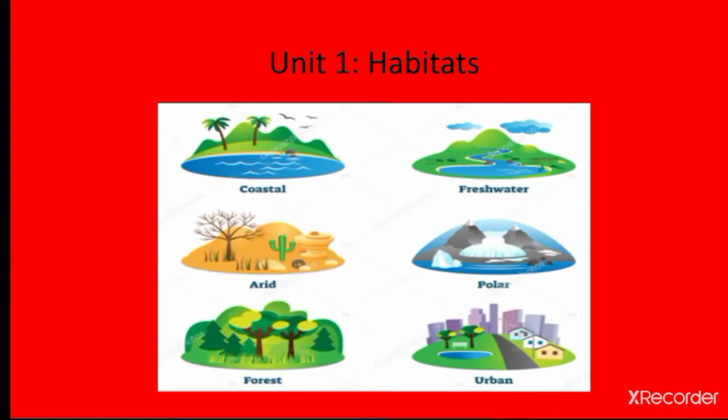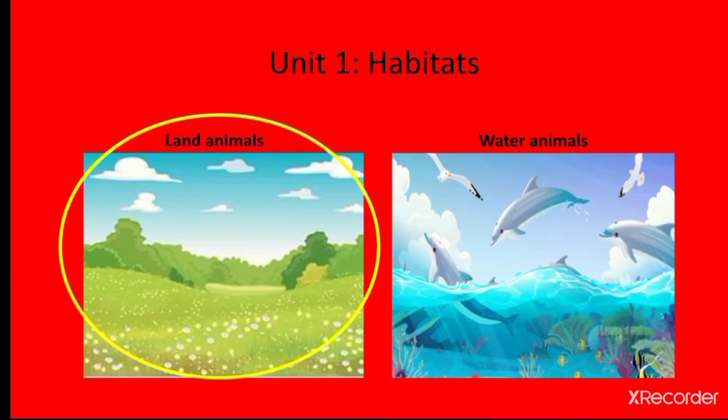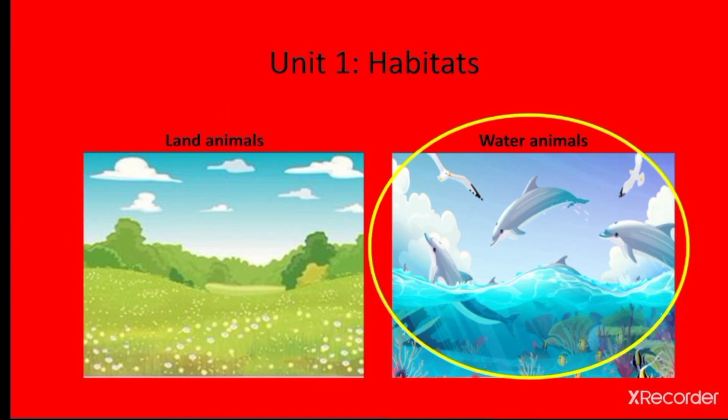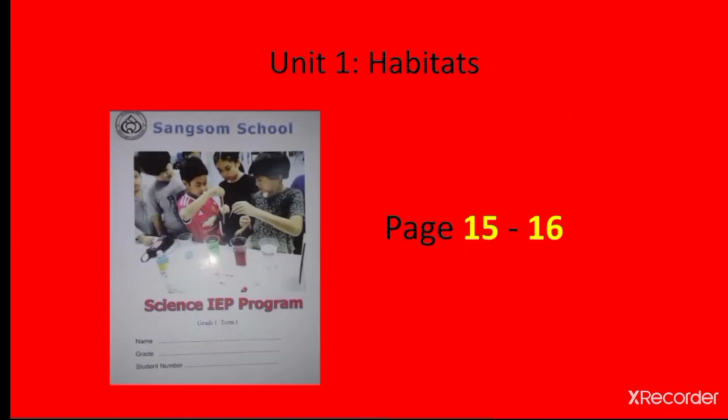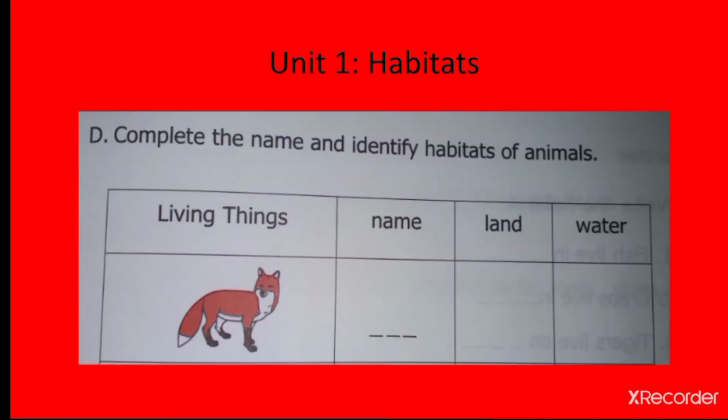Can you remember what we spoke about with living and non living things? Living things have a habitat. We looked at land animals and water animals. I would like you to take out your science book as shown on the screen and to open to page 15 and page 16. On page 15, let's do the first example together. D. Complete the name and identify habitats of animals.